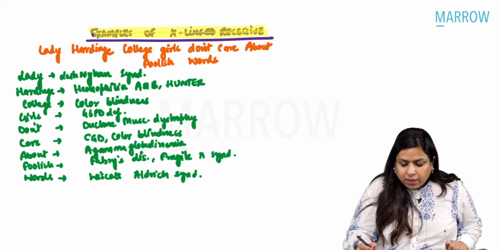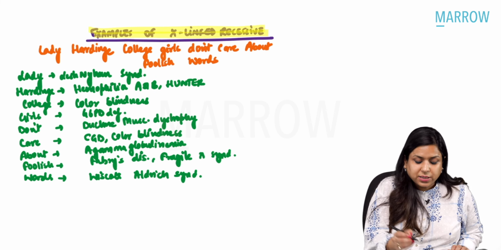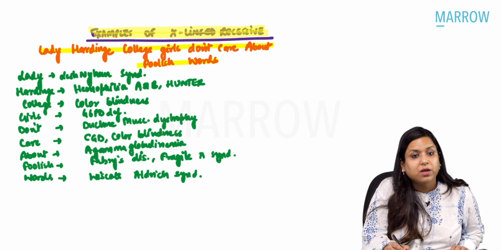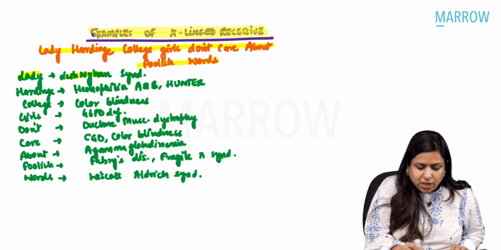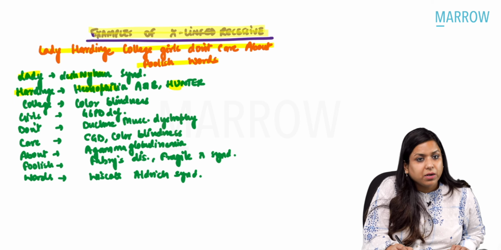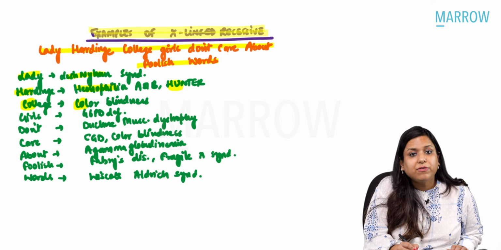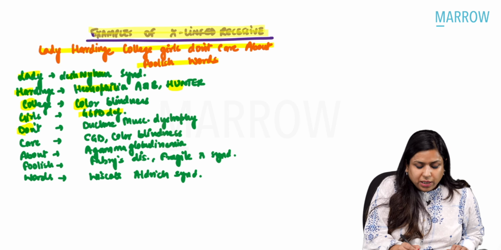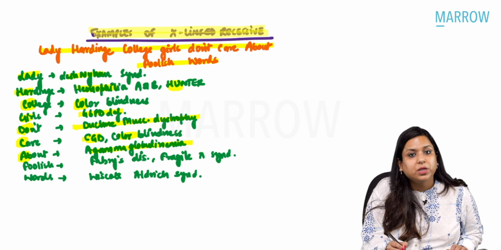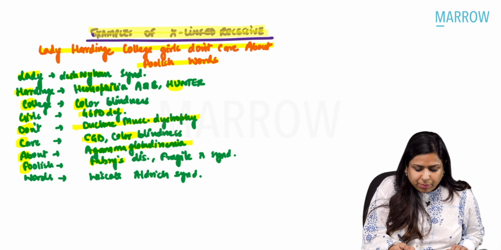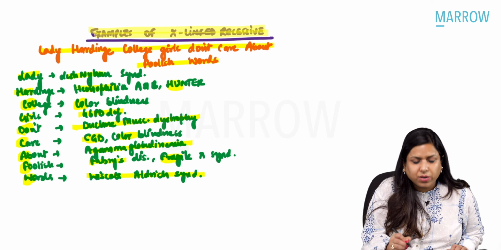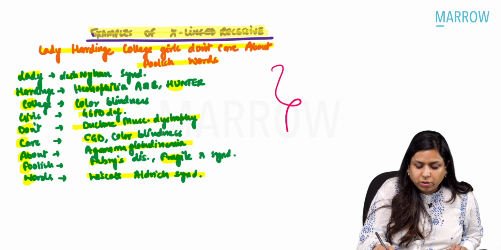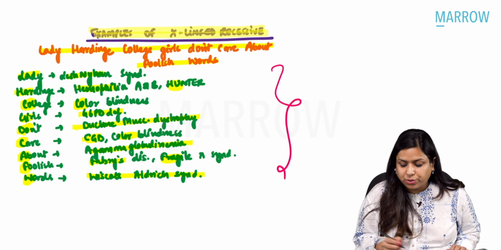X-linked recessive disorders, the mnemonic is Lady Harding college girls don't care about foolish words. L for Lesch-Nyhan, H for hemophilia A and B and Hunter syndrome, C for color blindness, G for G6PD deficiency, that is an exception, D for Duchenne muscular dystrophy, C for chronic granulomatous disease and color blindness, A for agammaglobulinemia, that is Bruton's, F for Fabry's and Fragile X, W for Wiskott-Aldrich syndrome. Very, very important. You have to remember this mnemonic and these disorders.